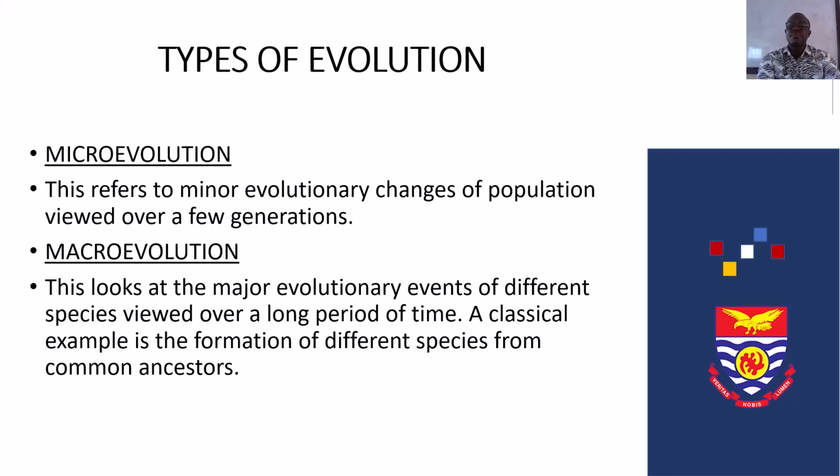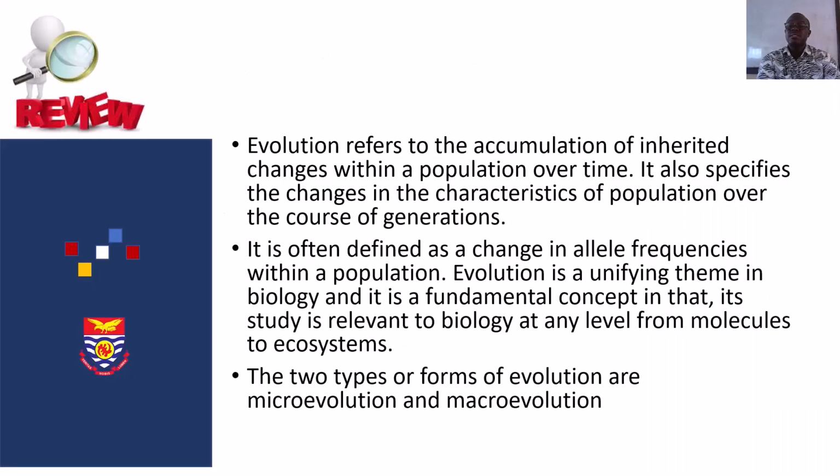Microevolution: this refers to minor evolutionary changes of a population viewed over a few generations. Macroevolution: this looks at the major evolutionary events of different species viewed over a long period of time. A classical example is the formation of different species from common ancestors.